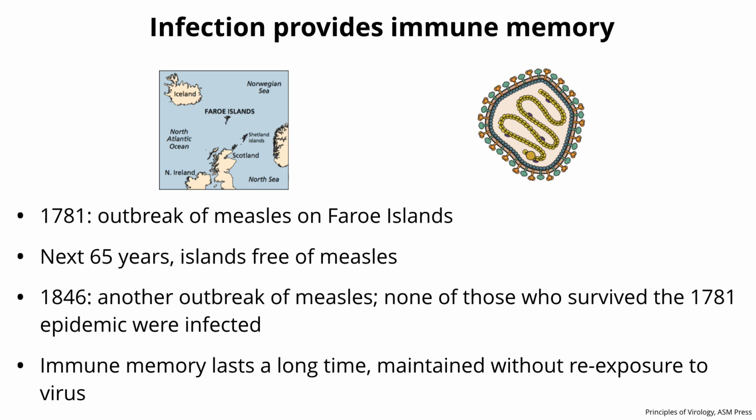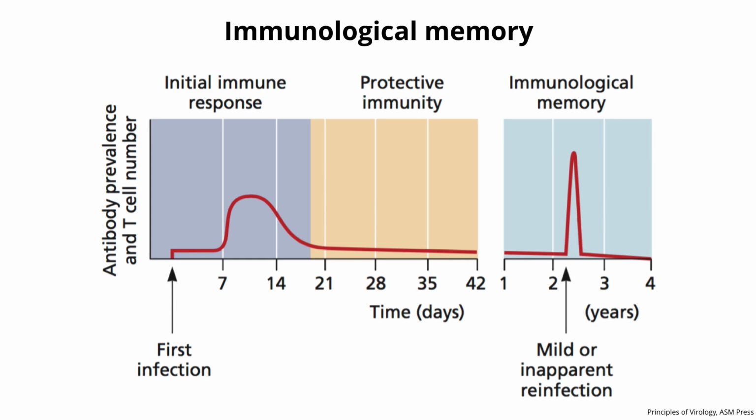So what exactly is this? So here's an experiment to show immunological memory. We infect an animal right here on the left, and we measure either antibody or T cells. We can have antibody or B cell memory. We can have T cell memory. They're separate and distinct entities.